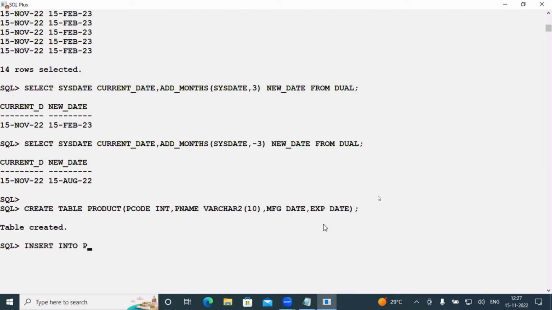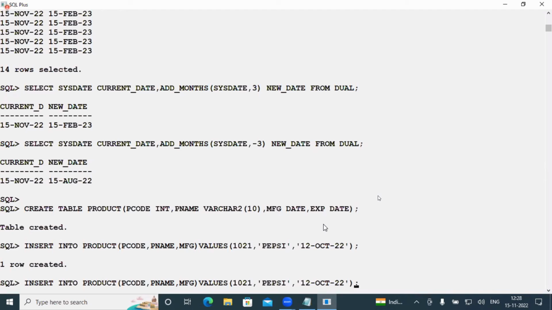After that, I'm going to insert a few products' information here. Insert into product, I'm sending some columns: P code, comma, P name, comma, manufacturing date. Values: product code 1021, product name, for example, Pepsi. Now for manufacturing, I'm giving some date: 12 dash, the month, October, 2022. So here 3 pieces of information are given.